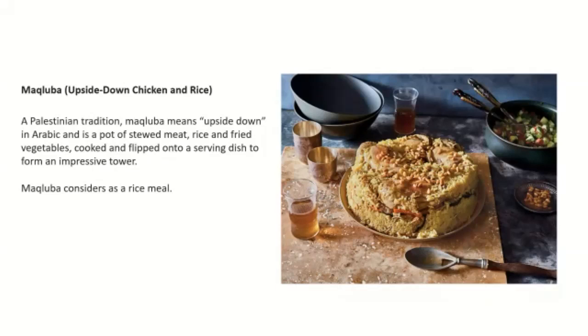Okay, this is makluba. It's also upside down chicken and rice. It's a Palestinian tradition. Makluba means upside down in Arabic and is a pot of stewed meat, rice, and fried vegetables cooked and flipped onto a serving dish to form an impressive tower. And makluba is considered a rice meal too. And it's very delicious also.